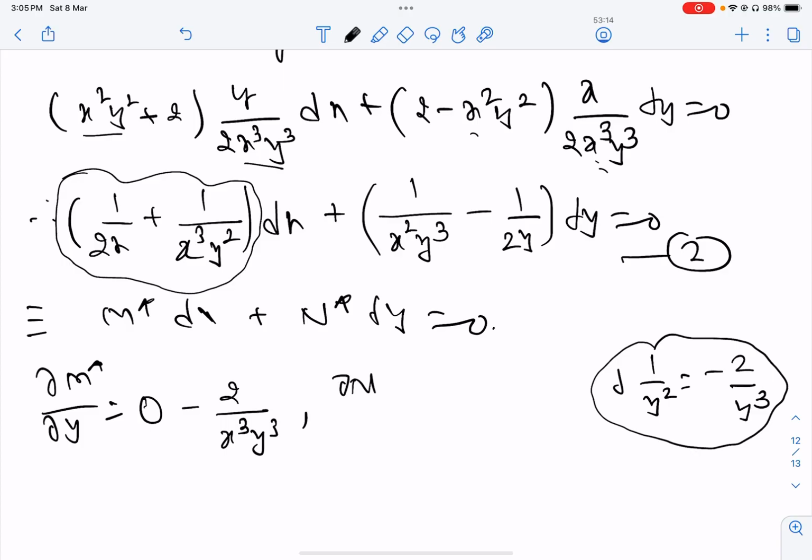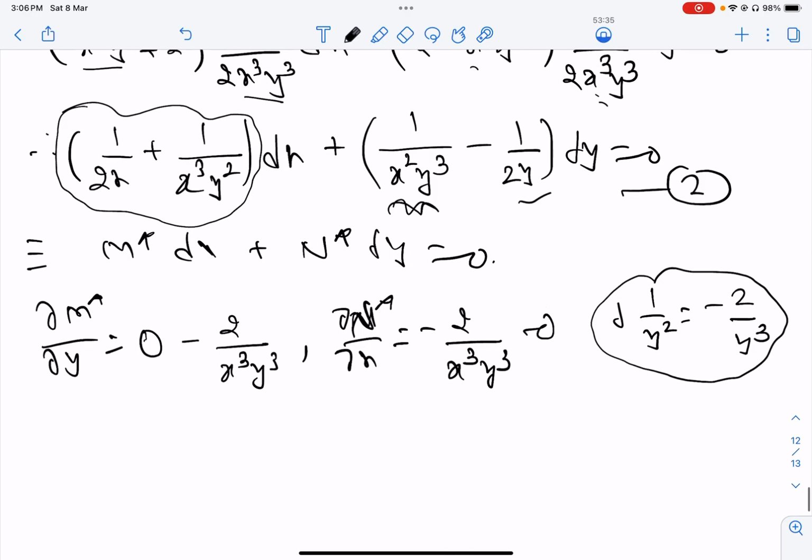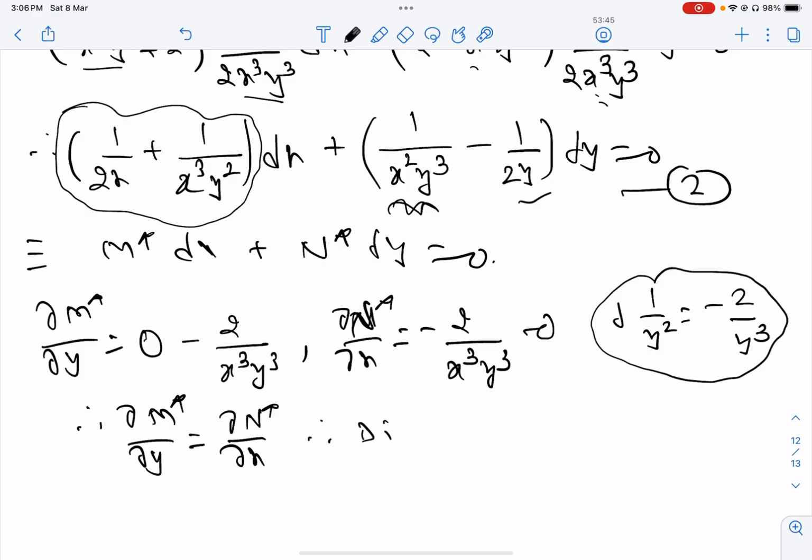Same way del n by del x. Here the derivative of the term 1 upon x square is minus 2 upon x cube. So minus 2 upon x cube, and y cube is already there, and this term is 0. So you can see that both are same. Therefore del m star by del y equals del n star by del x, and therefore differential equation 2 is exact.